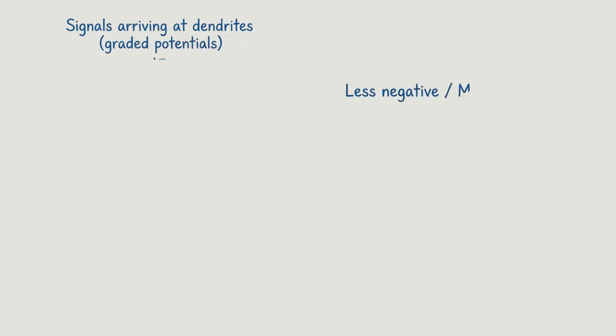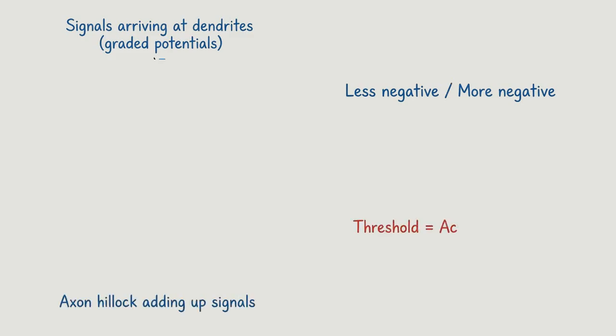Signals arrive at the dendrites and cell body as small voltage changes called graded potentials. Some make the membrane less negative, and some make it more negative. The neuron adds them up at the axon hillock. If the voltage reaches a threshold, an action potential starts. If it does not, nothing happens.